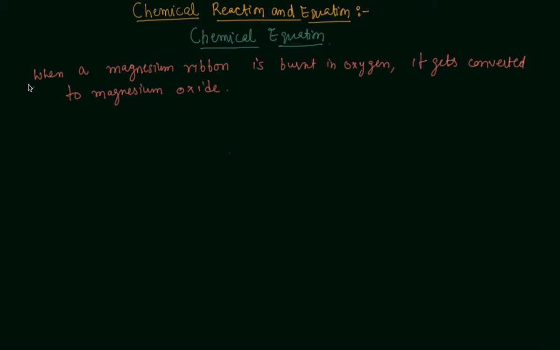Thus the description of a chemical reaction in sentence form is quite long, so it can be written in a simpler or shorter form. The simplest way to write it is a word equation. So let me write: magnesium plus oxygen gives rise to magnesium oxide. So simply what we do is we convert this statement into an equation form, and this is the word equation form.